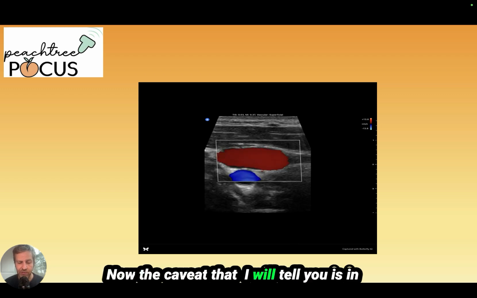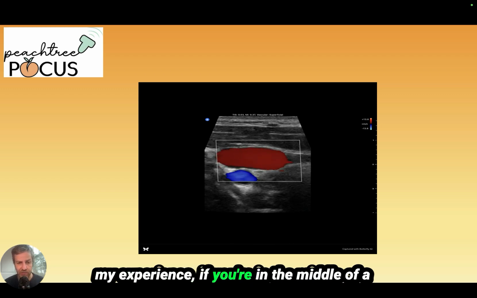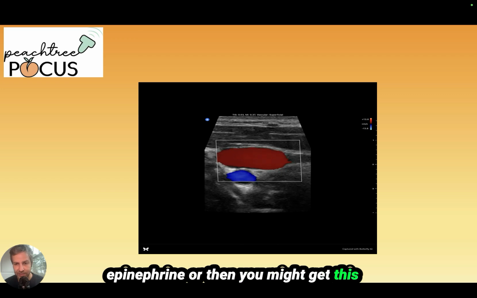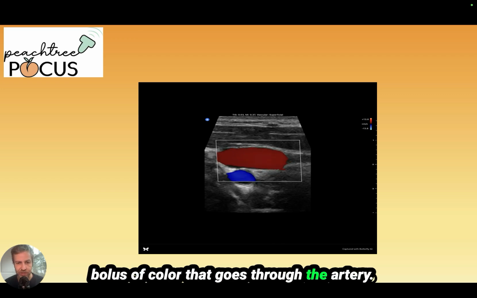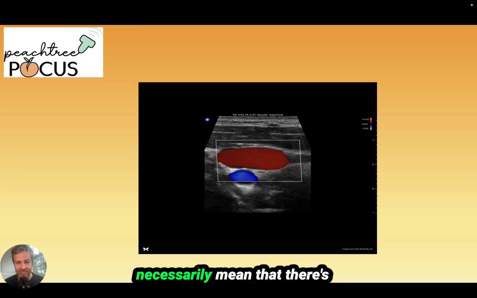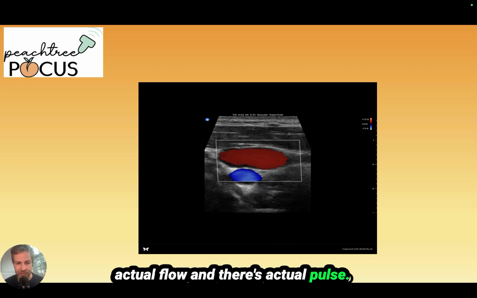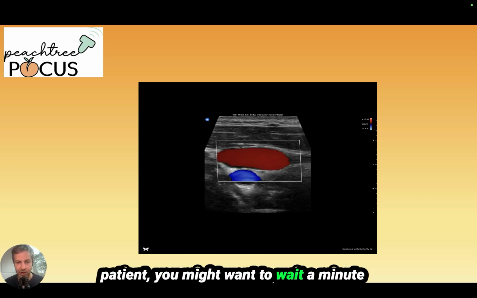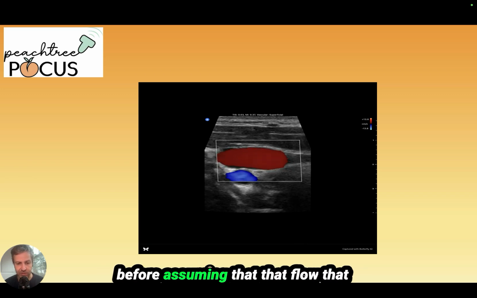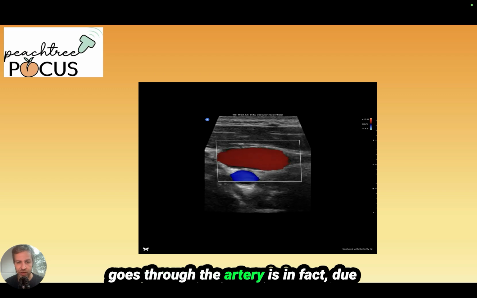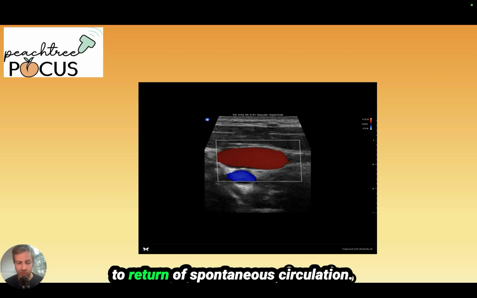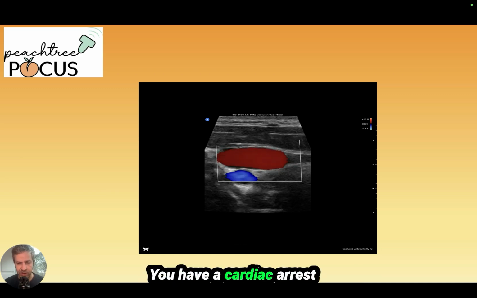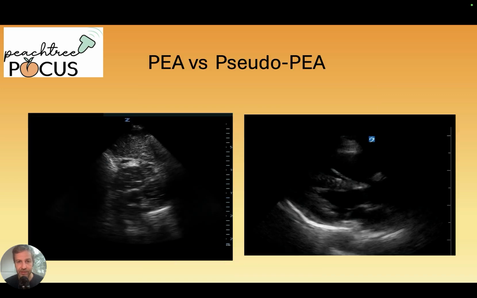Now, the caveat that I will tell you is, in my experience, if you're in the middle of a cardiac arrest and you've just given some epinephrine, then you might get a bolus of color that goes through the artery. That bolus of color doesn't necessarily mean that there's actual flow and an actual pulse. So if you've just given epinephrine and you've got your probe on the patient, you might want to wait a minute or two and assume they're pulseless before assuming that the flow through the artery is in fact due to return of spontaneous circulation. So try to do this next time you have a cardiac arrest and see what it looks like.